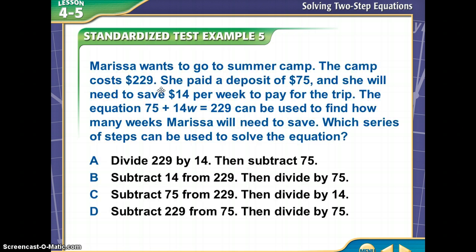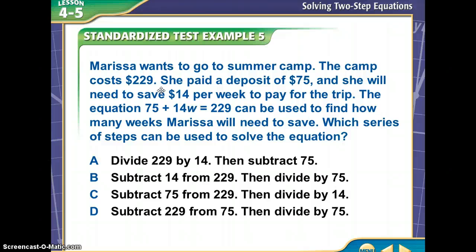Okay, Marissa wants to go to summer camp. The camp will cost $229. She paid a deposit of $75. She will need to save $14 per week to pay for the trip. The equation 75 plus 14w equals 229 can be used to find how many weeks Marissa will need to save. Which series of steps can be used to solve the equation?